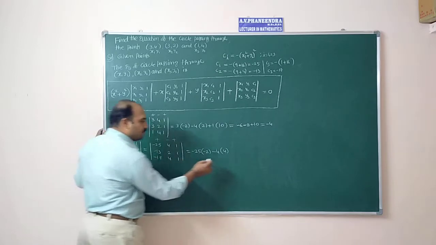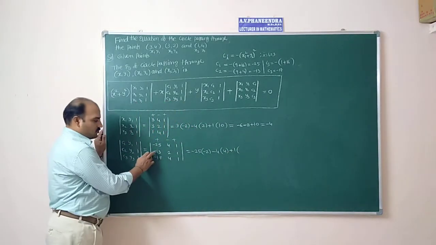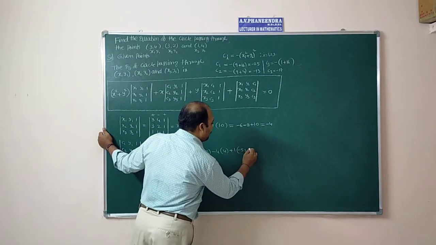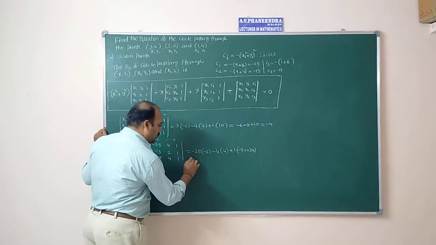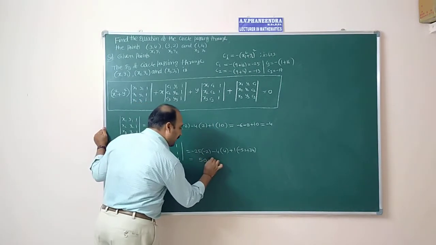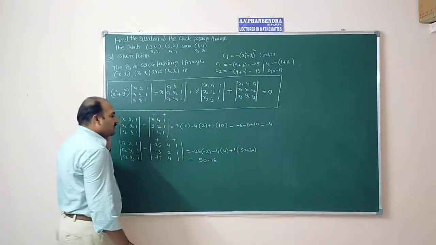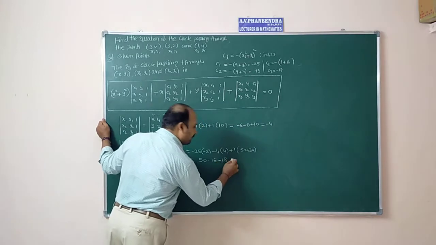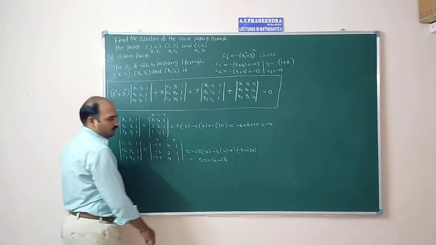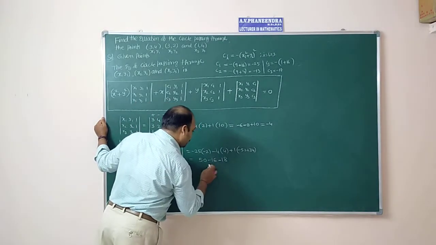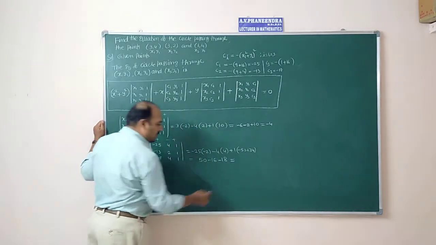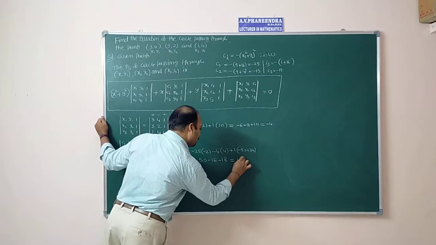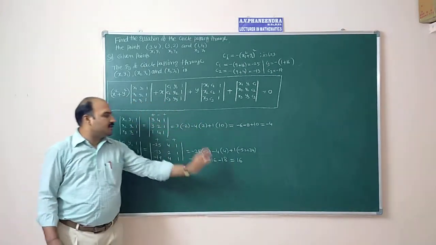So plus 1 into (minus 52 plus 34). Minus 52 plus 34, so we get 50 minus 52 plus 34, which is equal to 50 minus 34. 50 minus 34 means 16. So the second determinant value is 16.